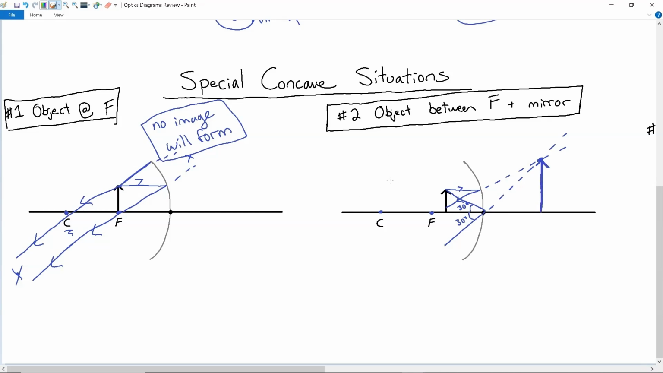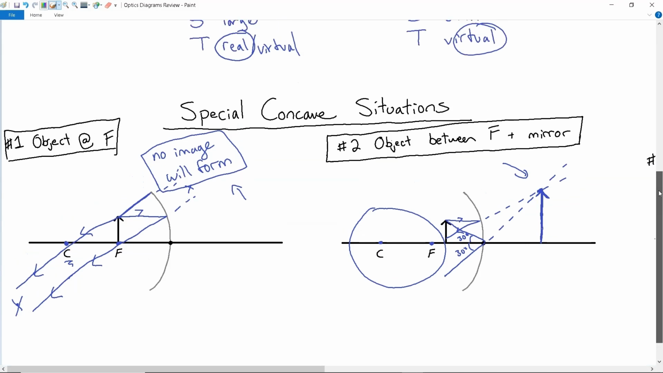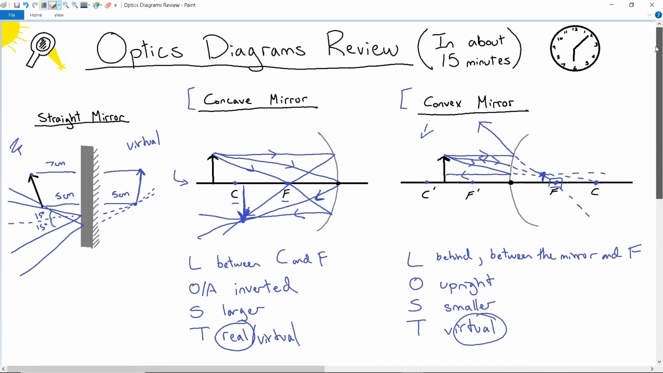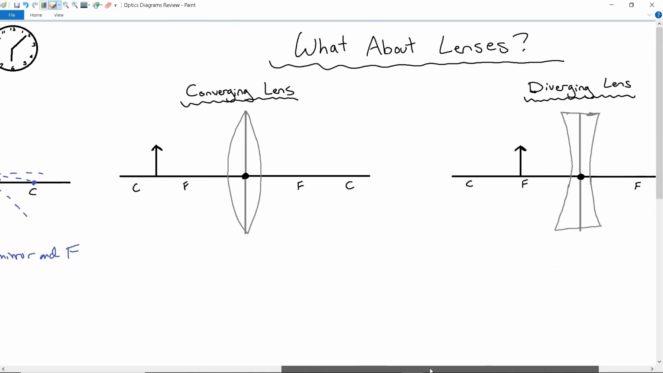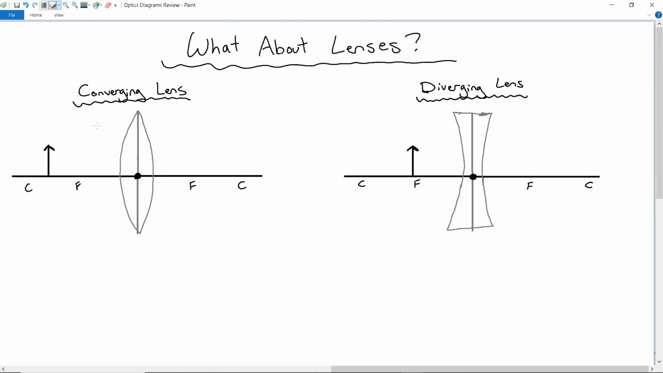So instead of getting normally a real image sort of around on this side, right? We're going to be getting either no image forming or an enlarged virtual image on the opposite side. Okay, that about sums it up for mirrors. Let's move on to lenses.